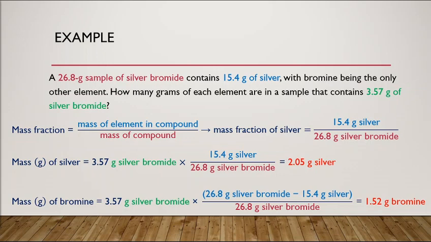In this problem, I talk about a 26.8 gram sample of silver bromide. I then talk about a 3.57 gram sample of silver bromide. In the previous example, I talked about water. So please note, in both of these examples, I only talk about one compound. I talk about multiple samples, but I am still just talking about one compound.